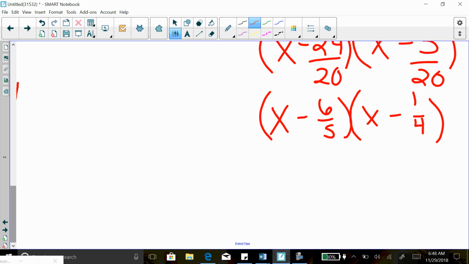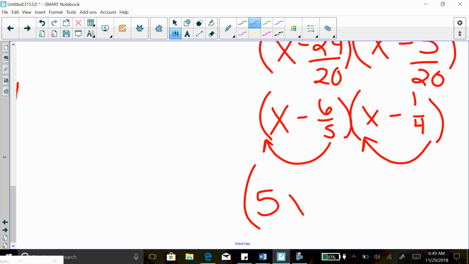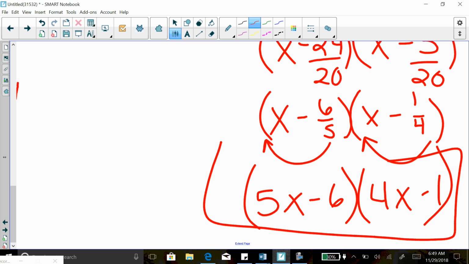And, well, we know 6 over 5 won't give me a perfect whole number. 1/4, again, does not give me a perfect whole number. So we just swing them to the front, swing them to the front. 5x minus 6, 4x minus 1. Those are my answers.